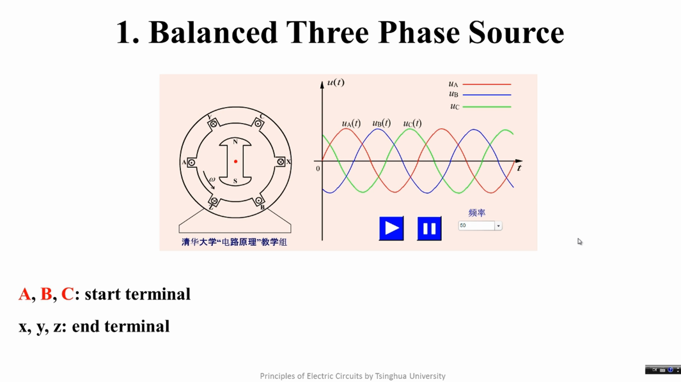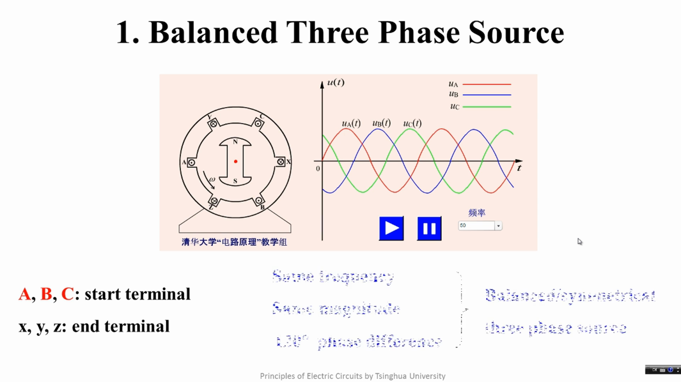But once we define one terminal as A, the terminal opposite to it is X. The terminal that lags A by 120 degrees in the rotating direction is B, and the terminal opposite to B is Y. The terminal that lags B by 120 degrees or leads A by 120 degrees is C, and the terminal opposite to C is Z. In other words, the terminals A, B, C, X, Y, Z can be defined as you like, but once one terminal is defined, the other 5 are determined accordingly.